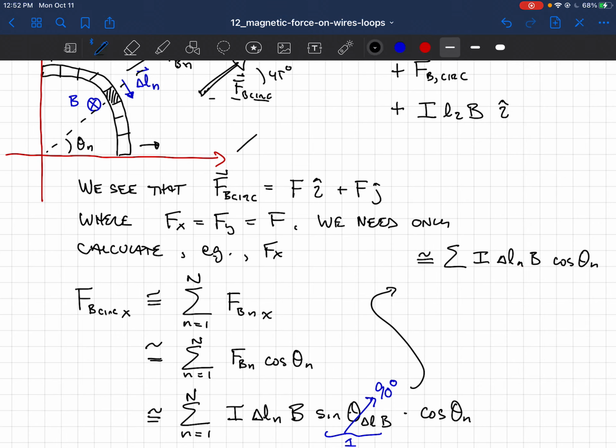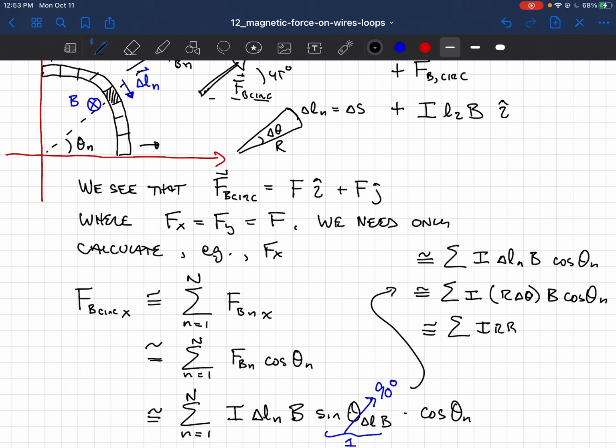So let's just look at that picture. The delta L n is actually the delta S for this little arc length. So we can write delta L n as R delta theta, and then we still have B cosine theta n. So we have a Riemann sum now. It looks like I R B cosine theta n delta theta. That's the approximate expression for what we're looking for.